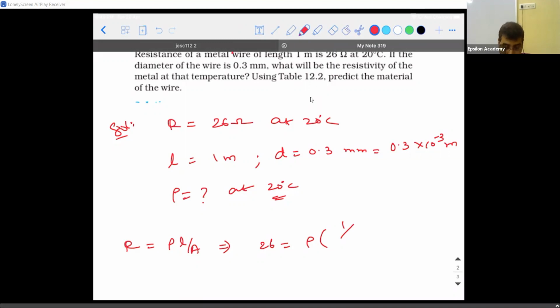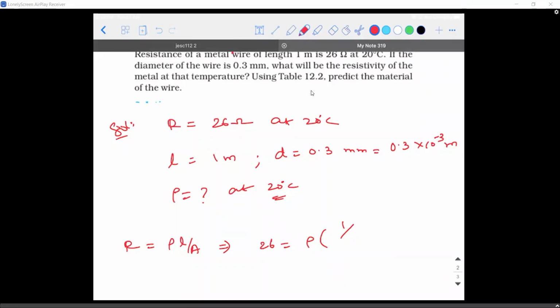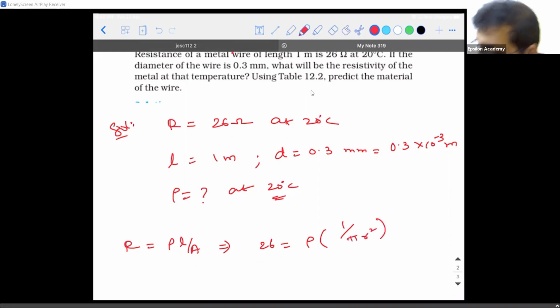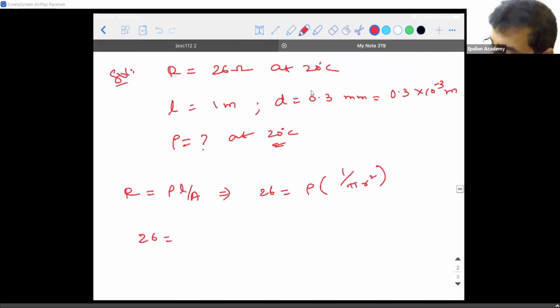It is the area of cross section. How will you find the area of cross section? Guys, are you able to hear? Yes, sir. Then what is the area of cross section? Sir, pi r square. Pi r square, that's it.